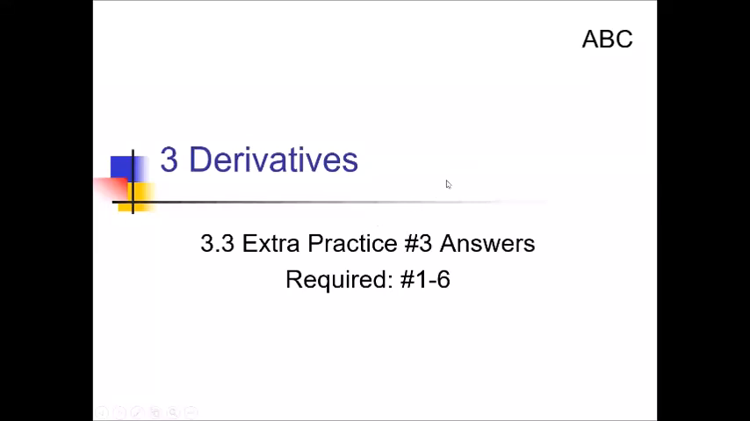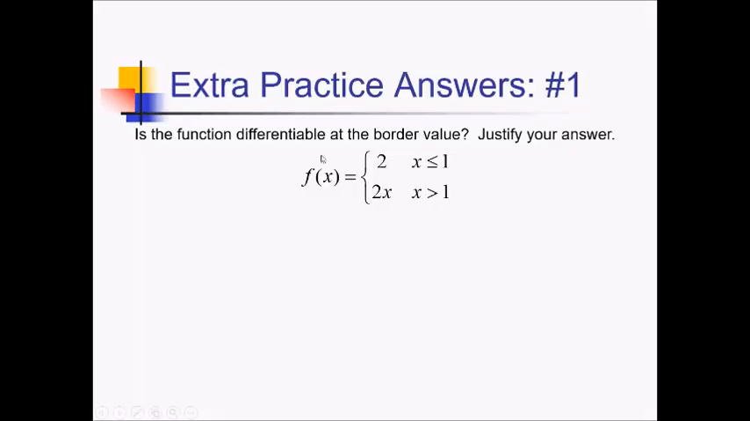Hey there, Mr. Sutton here with the AB Calculus 3-3 Extra Practice Number 3 solutions on differentiability, Part 2. On this one, we want to know if this function is differentiable at the border value 1. So let's first figure out if it's continuous at that point, because that's a prerequisite to being differentiable. So we'll check the left and right limits and the function value to see if those match up.